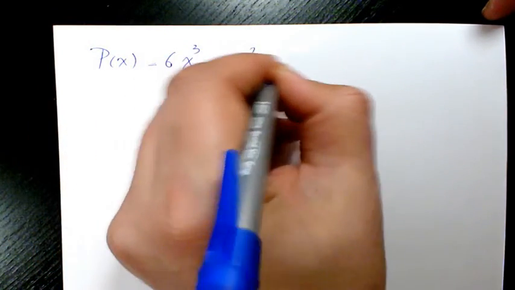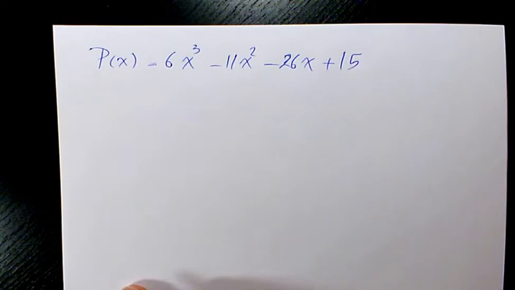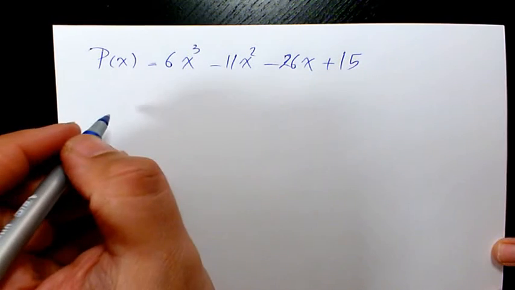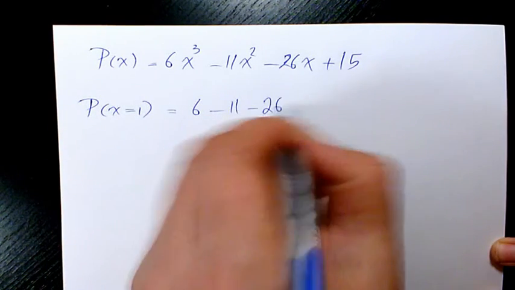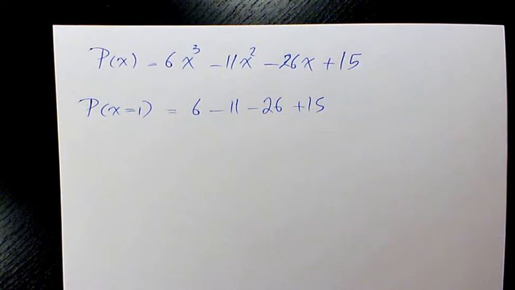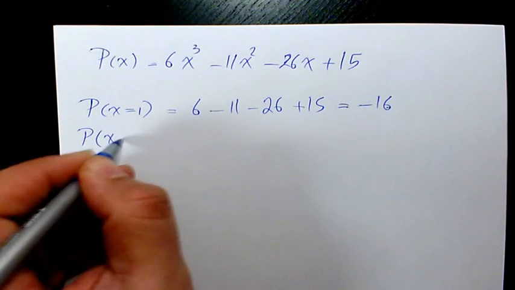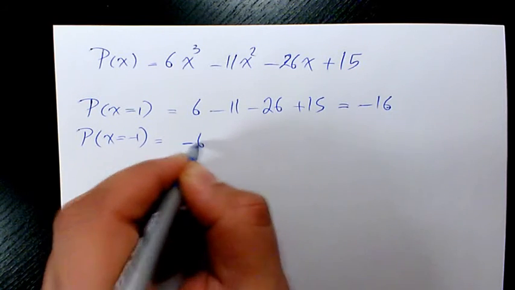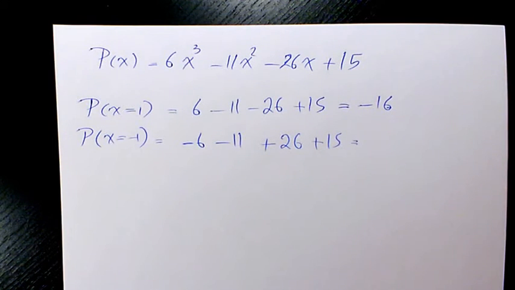Next example, it says p of x equals 6x cubed minus 11x squared minus 26x plus 15. How to factor this? Again, we need to use trial and error. Let's start with x equals 1. That's going to make it 6 minus 11 minus 26 plus 15. That's going to be negative 16. Let's look at x equals negative 1. That's going to be negative 6 minus 11 plus 26 plus 15. That's going to be 24.